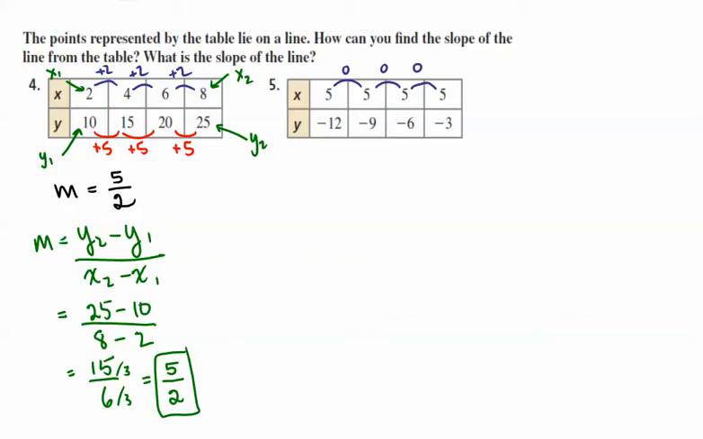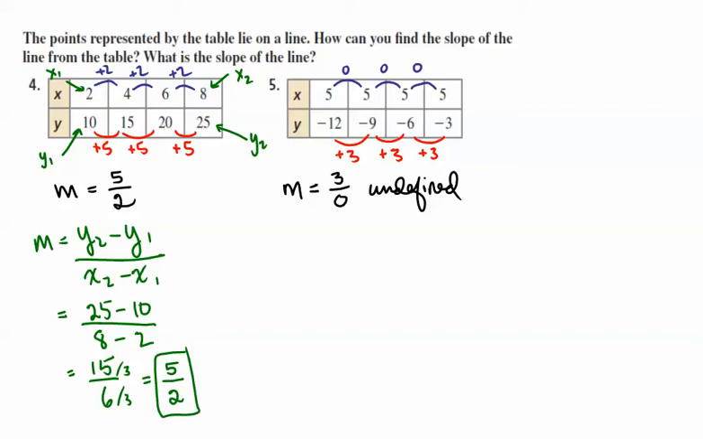Alright, so let's see what the change in y's are. From negative 12 to negative 9 is a positive 3. From negative 9 to negative 6, again, a positive 3. Negative 6 to negative 3, a positive 3. And so what we're going to have there is m is equal to change in y over the change in x, 3 over 0, which is undefined. You can't just leave it as 3 over 0. You have to interpret that that means undefined.